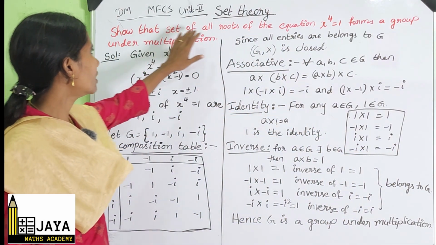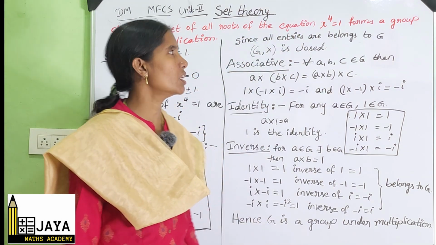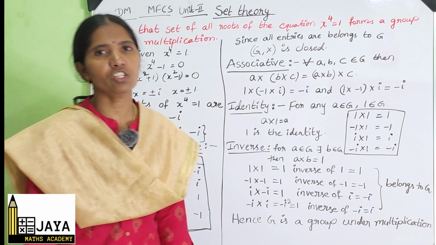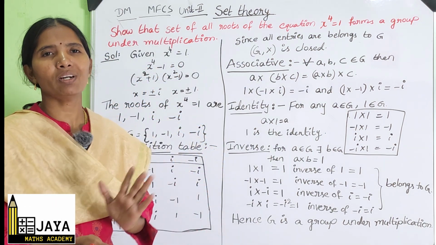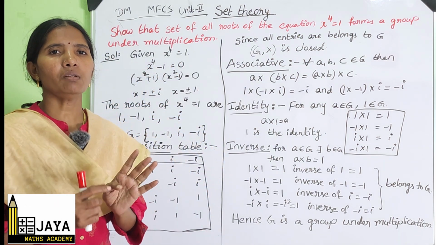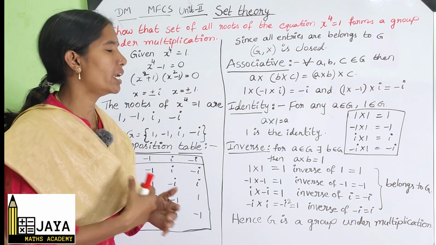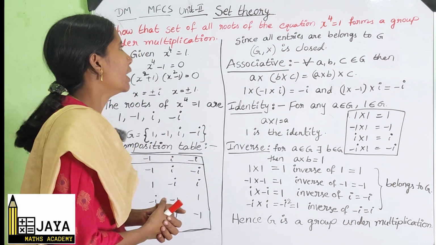The problem: show that the set of all roots of the equation x power 4 is equal to 1 forms a group under multiplication. Already we discussed what a group is. A group is a set that satisfies closure, associative, identity, and inverse. Then that set is said to be a group.